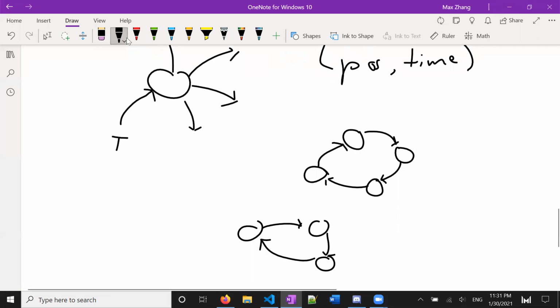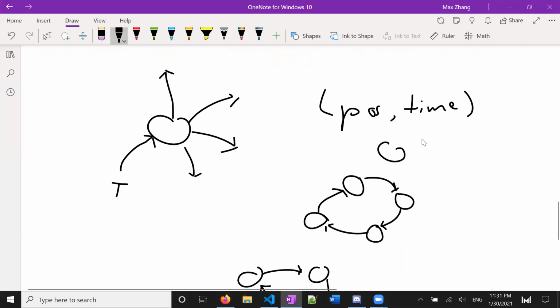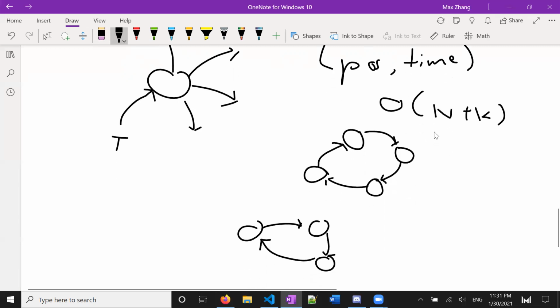Now we just need to run through all of these cycles, count the number of distinct nodes in each cycle, and attribute that to each of the cows depending on which cycle they are in. And since there are only O of n plus k nodes, each with exactly one outgoing edge and one incoming edge, the complexity is O of n plus k.